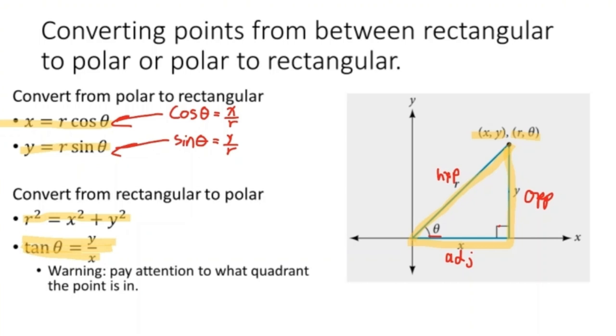However, be very careful using tangent theta equals y over x. If you were to apply inverse tangent to both sides, that would only give you angles in quadrants 1 and 4. However, our points may be located in quadrants 2 and 3. So make sure you are paying attention to what quadrant the point is located in. That way you can find the appropriate angle theta. Both of these last two formulas are typically used to convert points from rectangular to polar coordinates. All four will be used when we're trying to convert entire equations from polar to rectangular.